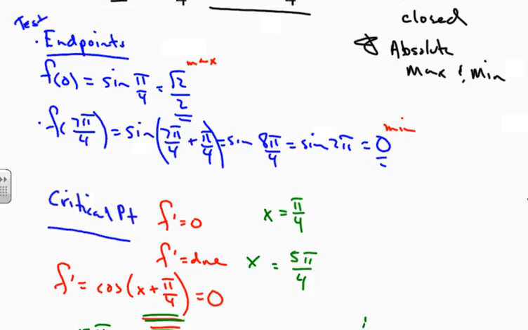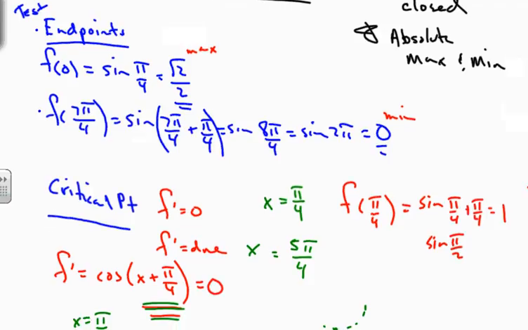So now we're going to take these values and plug them in. We're going to find out what f of pi over 4 is. We're going to plug this into the original function, and we're going to have sine of pi over 4 plus pi over 4. Pi over 4 plus pi over 4 is 2 pi over 4, which is pi over 2. And the sine of pi over 2 is going to equal 1.